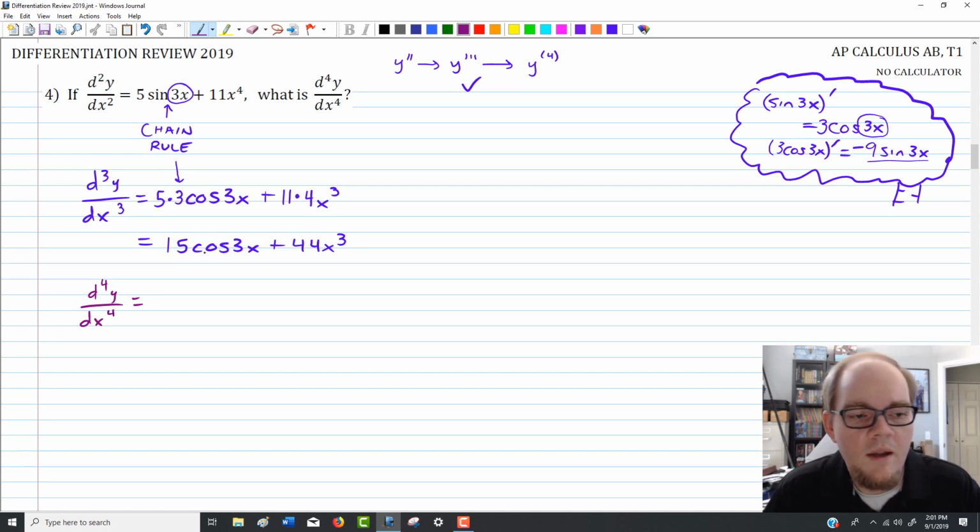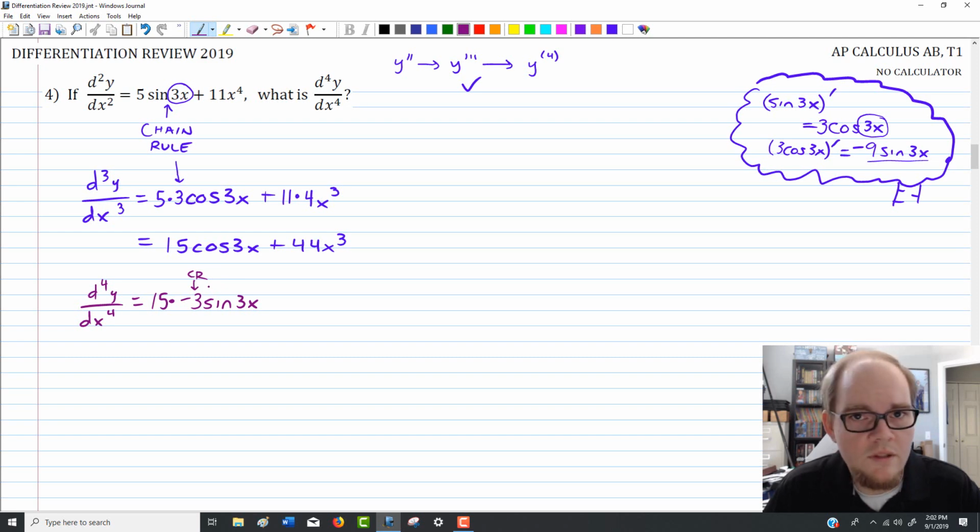So to get there, we need to think about again what the chain rule does. First, of course, we have that 15 scalar out in front. Then as far as the chain rule, the derivative of cosine of 3x is negative sine of 3x times the derivative of the inside. And the derivative of the inside is once again 3. So that 3 once again comes from the chain rule.